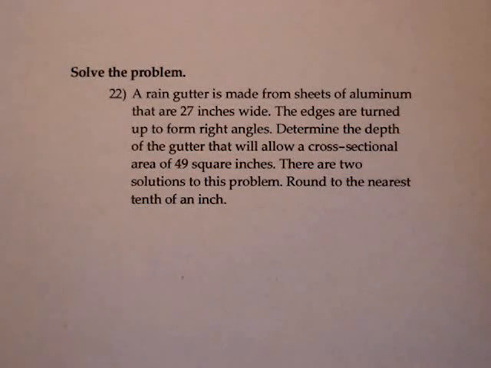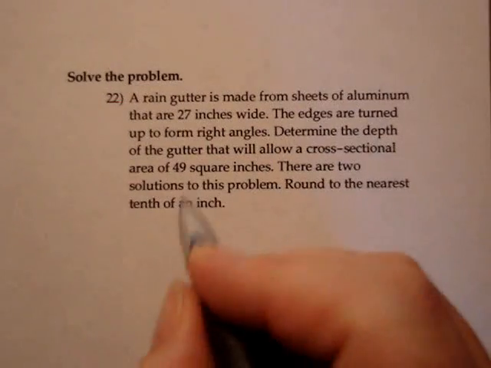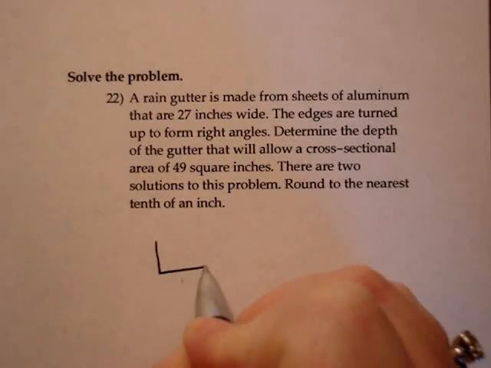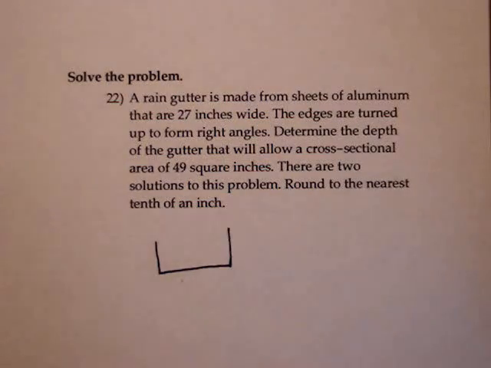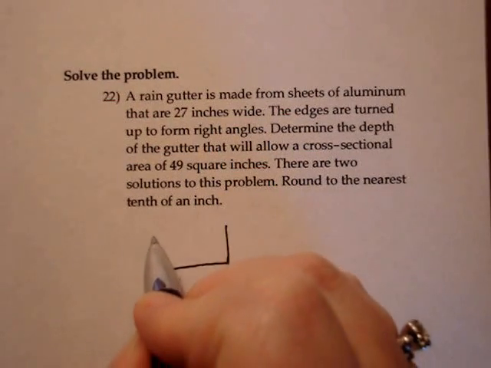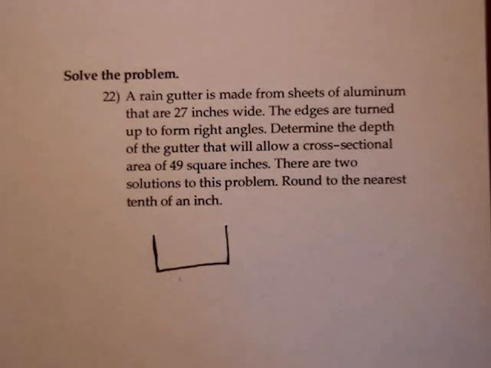So try and picture in your head what this is saying. The rain gutter is made from a sheet of aluminum. It's a flat sheet, and the edges are turned up. So when I look at the side view or the cross section, it would look like that. Okay? And they'd be the same on both sides.